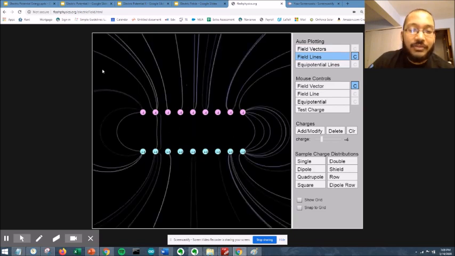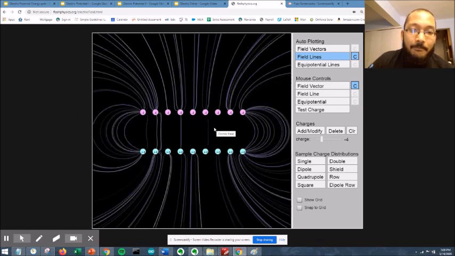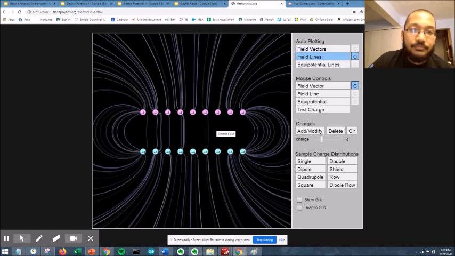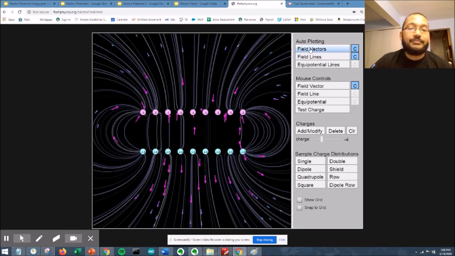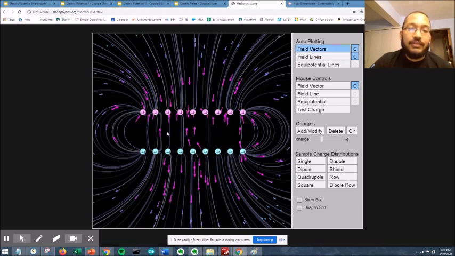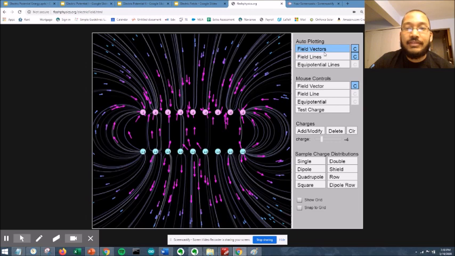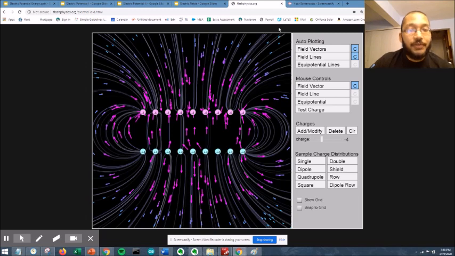Don't worry so much about the outside. The outside's not important. And the field vectors. Key idea, inside, it's pointing all in the same direction and is actually a uniform field. And those are the basic charge configurations that you need to know, and the field line representations and the field vectors. I invite you to play around with the website.